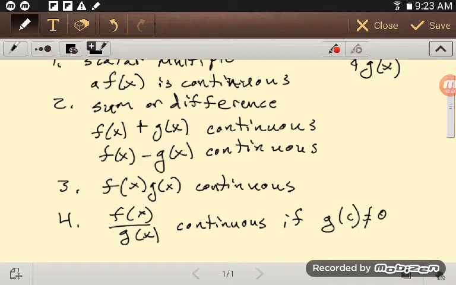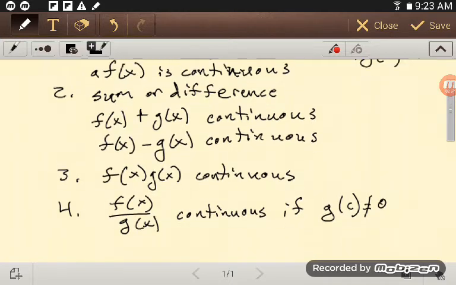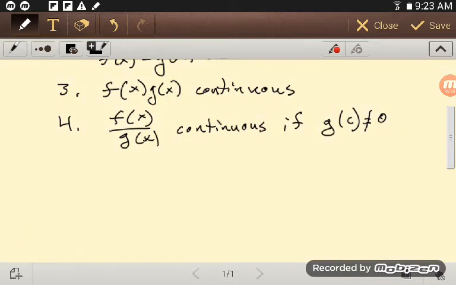Now, if it turned out f of c was also 0, then we may have a removable discontinuity. But nonetheless, it's a discontinuity because we can't divide by 0.